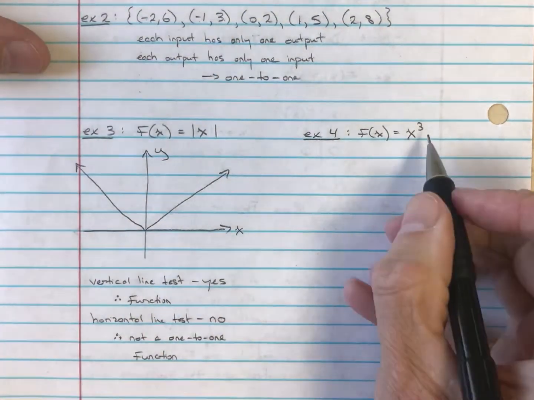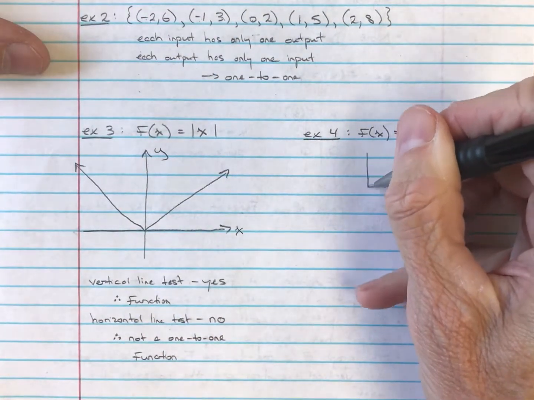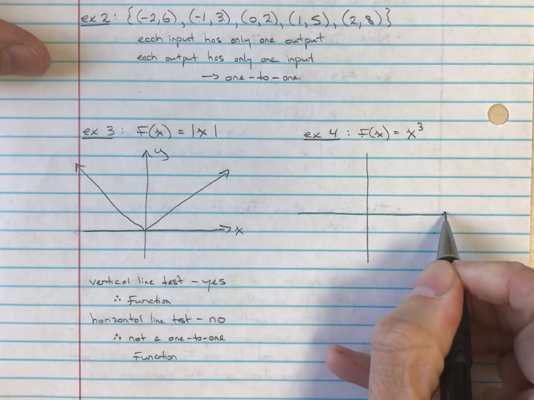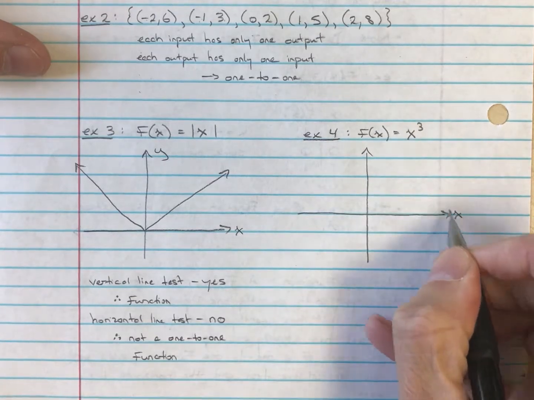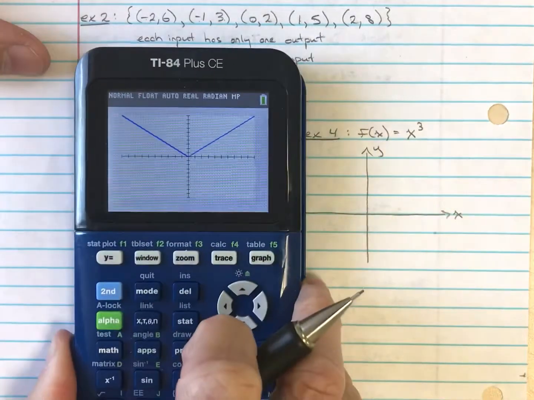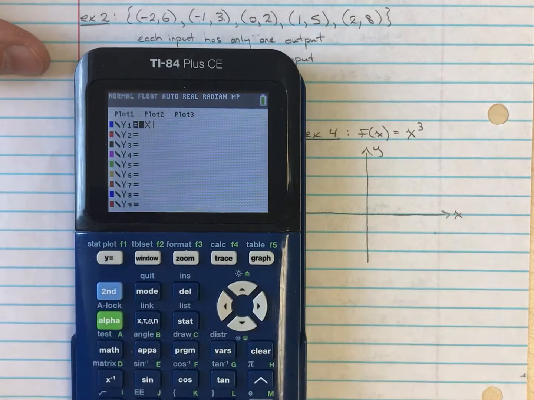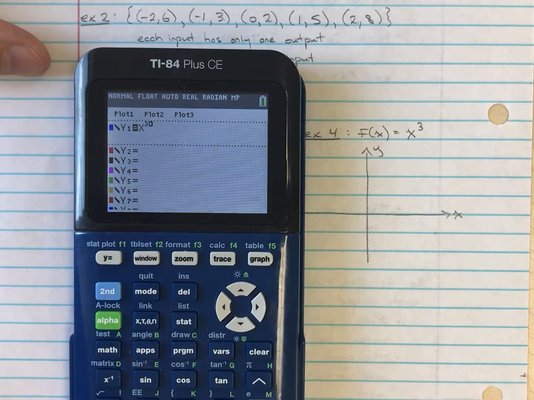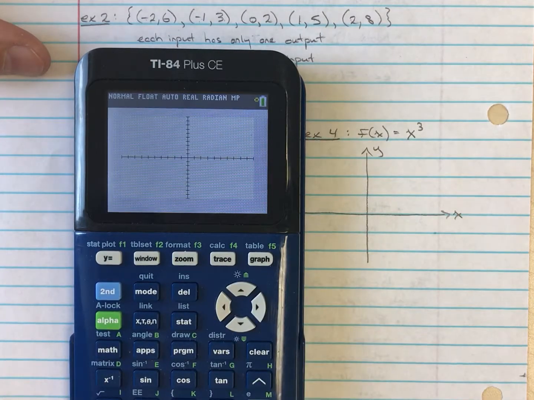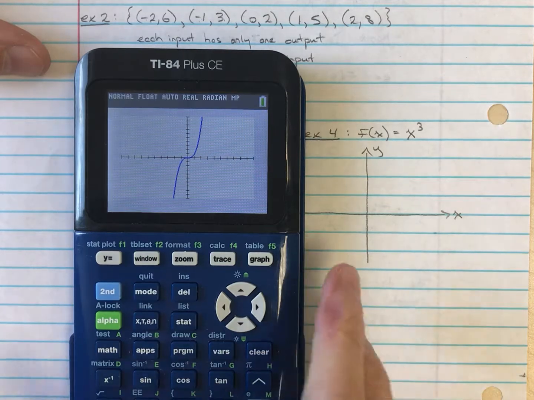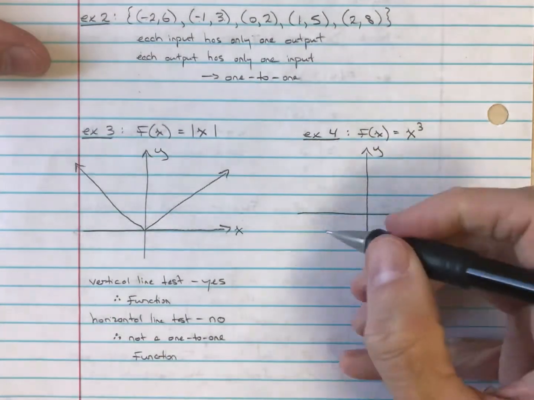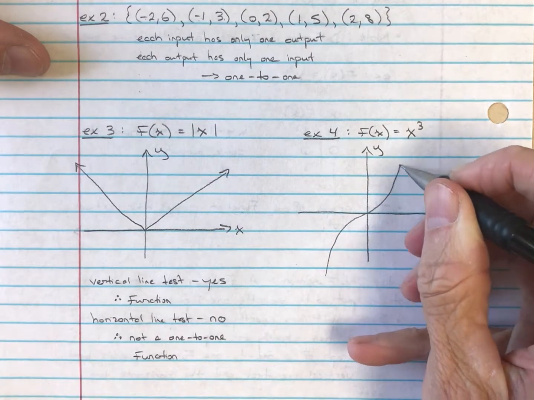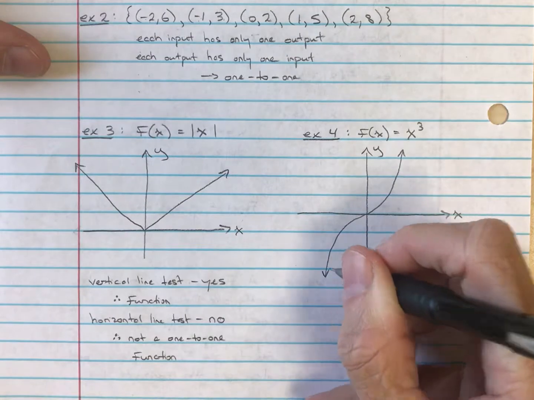Let's do the graph of x cubed. Give me just a second here to set up my coordinate plane. Here's x and here's y. Let's do x cubed. I'll clear out the absolute value of x and put an x cubed, and I'll graph it. Here's x cubed. It looks like this. That's x cubed right there.